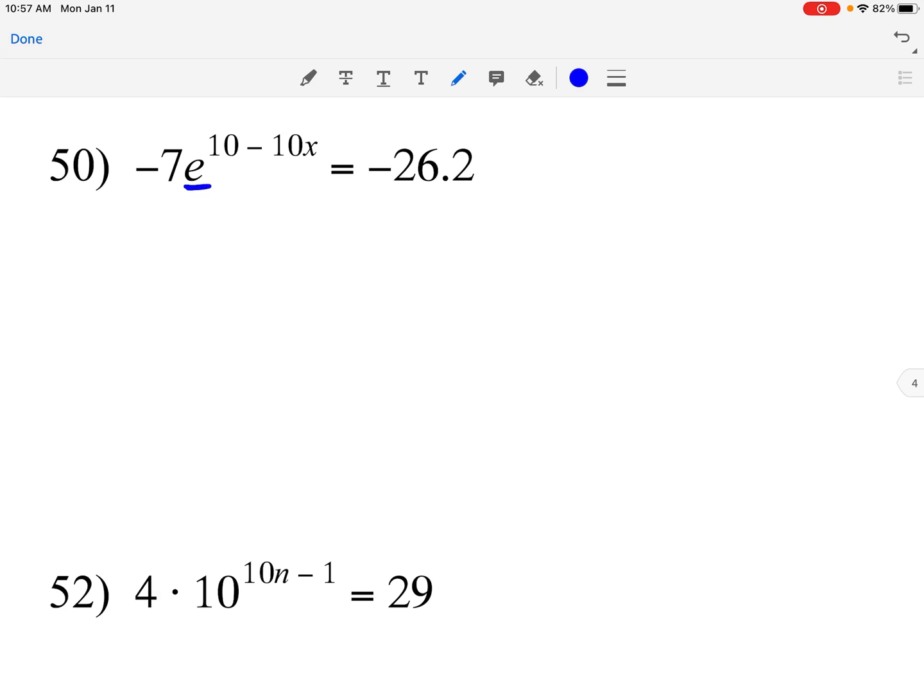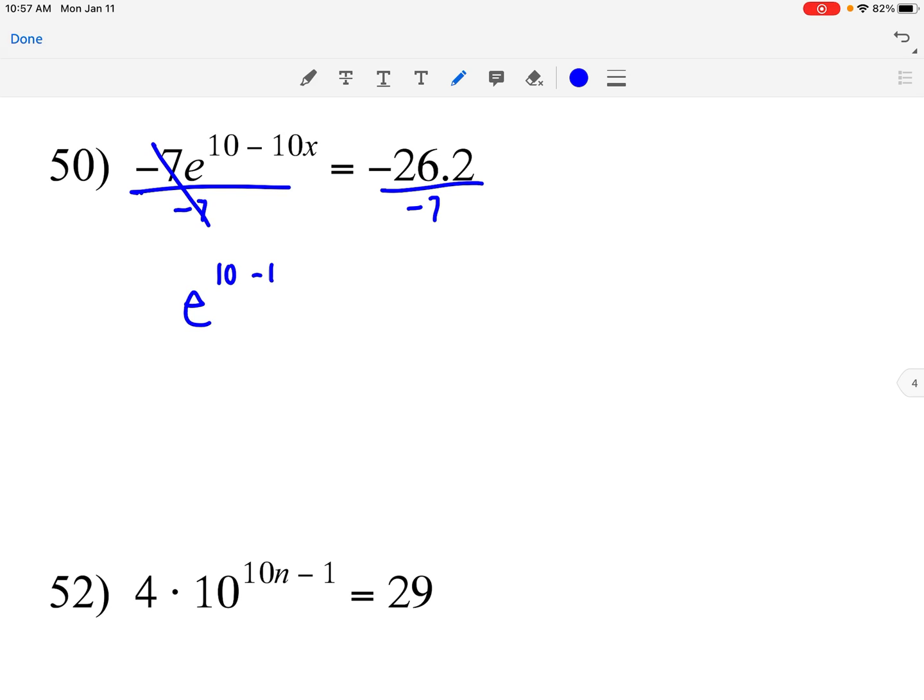So our exponent in this case is only attached to the e. This is e to the power of 10 minus 10x, so on and so forth. So the negative 7 is not a part of our exponent, so we actually need to get rid of that first. This is negative 7 times e, since they're next to each other, so we get rid of it by dividing. Since it's being multiplied, we get rid of it by dividing by negative 7.